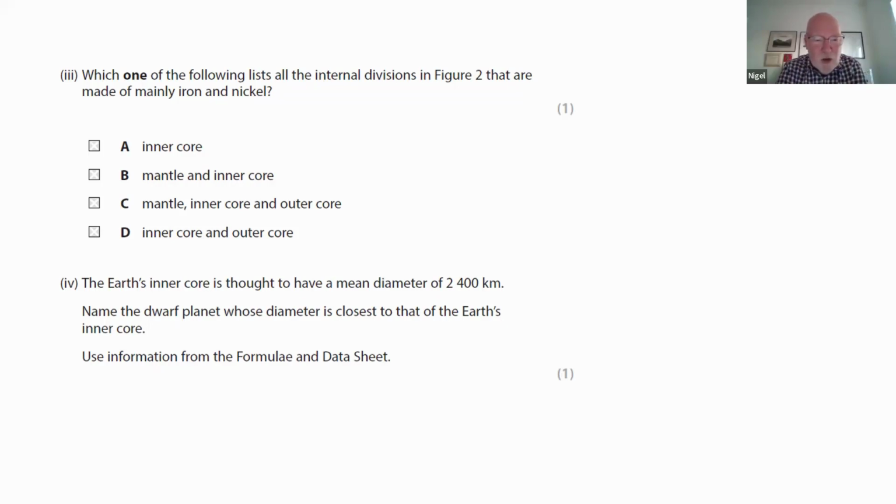Question 4: the Earth's inner core is thought to have a mean diameter of 2,400 kilometers. There shouldn't be a gap there. It should be 4 digits that run on. Name the dwarf planet. Now, here you have to go to the pull-out sheet, the formulae and data sheet, so we've got to use information from that. So this is more a math skill, just checking to see which dwarf planet has a diameter that's closest to 2,400 kilometers. And I think you'll find it's Pluto.